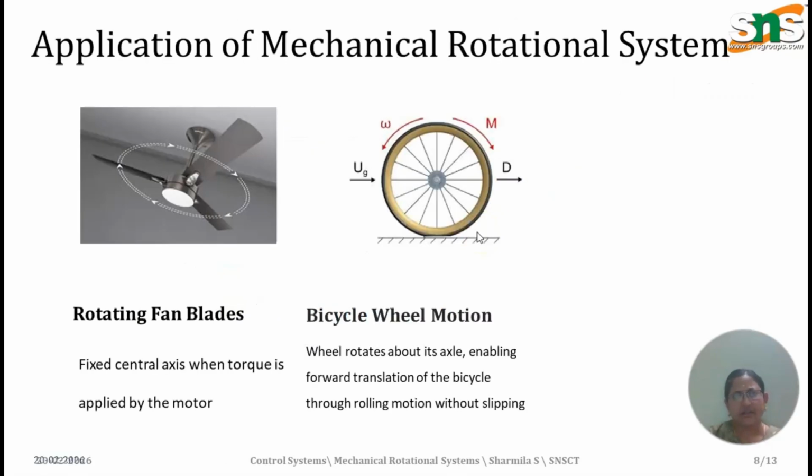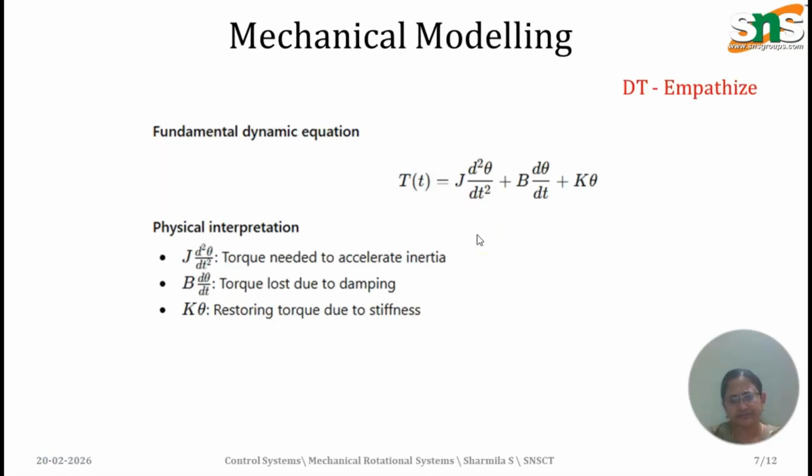Understand the basic elements of a mechanical rotational system. The moment of inertia, J, is represented with d square theta by dt square. If we compare with translational systems, this is similar to mass in translational systems. So it represents resistance to angular acceleration. Higher inertia means the system resists changes in rotational speed.